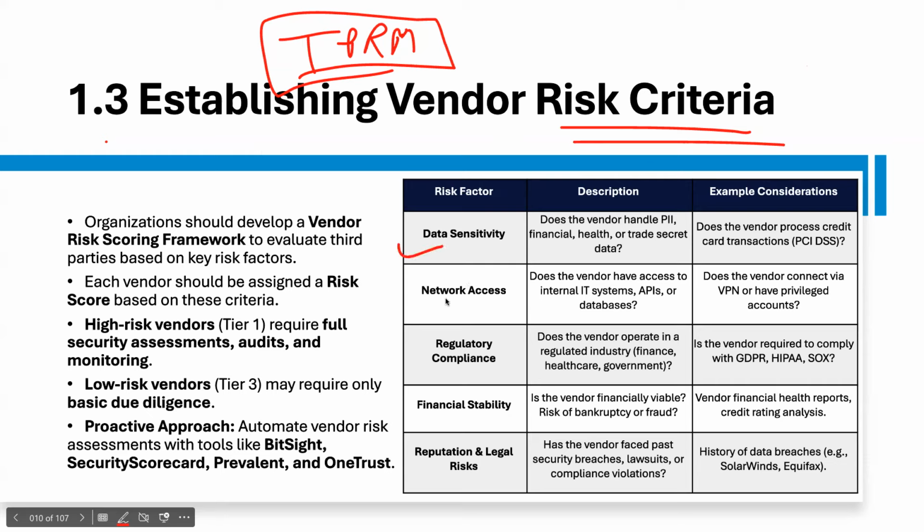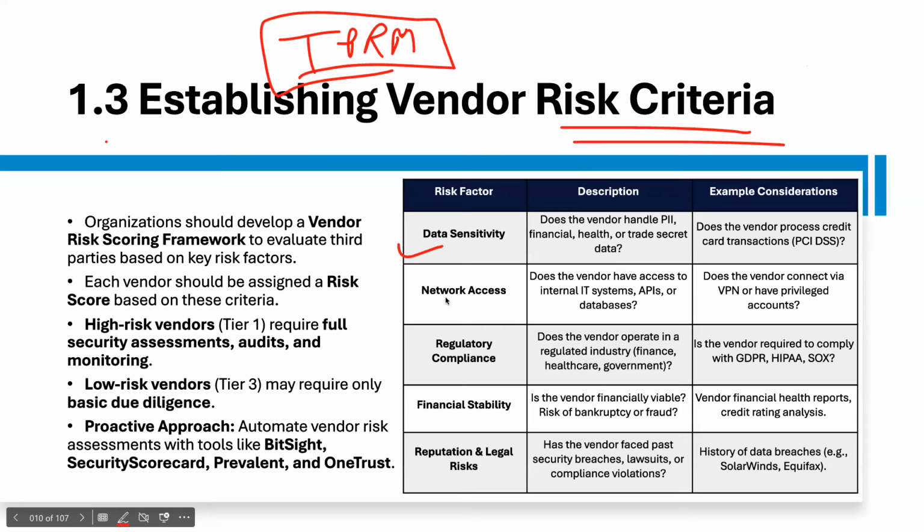Number one is data sensitivity. What type of data is the vendor handling? Is the vendor handling PII? Is the vendor handling PHI? Is the vendor handling credit card data? What sort of data is the vendor handling? That's known as data sensitivity. Does the vendor process credit card transactions?